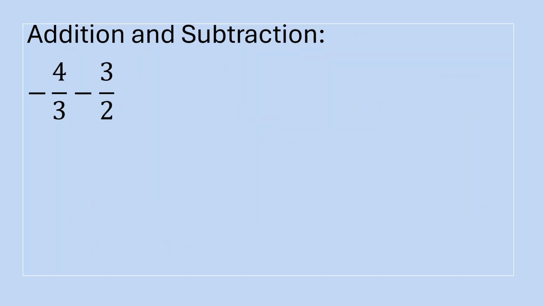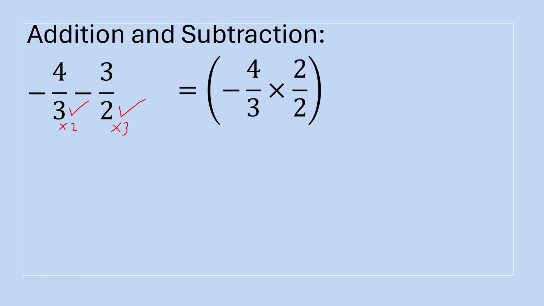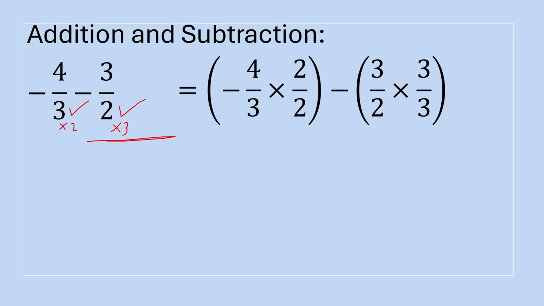Next example, negative 4 over 3 subtract with positive 3 over 2. As we know, denominator should be same. So here 3 and here 2. So 3 times 2 is equal to 6 and 2 times 3 is equal to 6. So we will multiply this one with 2 and this one with 3. So we can write like this, negative 4 over 3 multiply with 2 over 2. And here we need to multiply with 3. So we can write like this, minus 3 over 2 multiply with 3 over 3. So 4 times 2 is equal to 8 and 3 times 2 is equal to 6. And here 3 times 3 is equal to 9 and 3 times 2 is equal to 6.